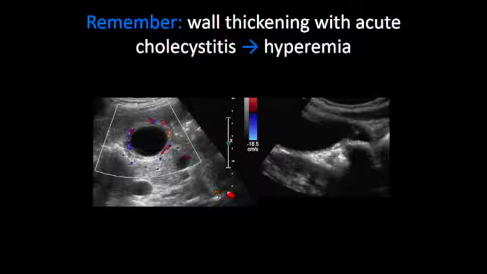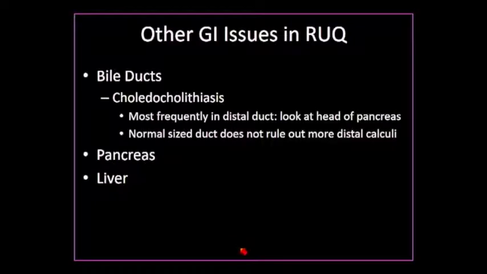One of the things that can help you is to remember that people with acute cholecystitis have lots of flow in their gallbladder wall unless it's become gangrenous, as opposed to people who have gallbladder wall thickening for other causes. Turning now towards the end about other issues in the right upper quadrant that you need to think about.